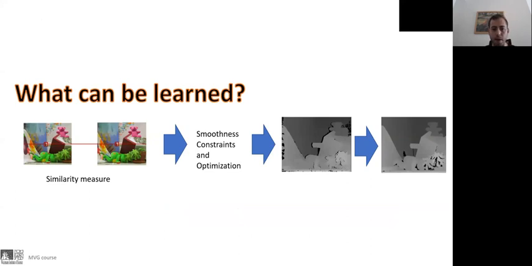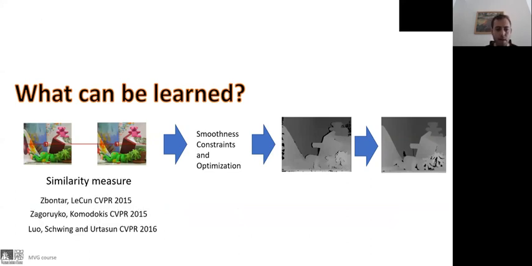Regarding deep learning, we saw that we can learn a similarity measure between patches, but then we still need to apply smoothness in some way. For example, Bontar and LeCun just use semi-global block matching to smooth their assignment, by using their cost and SGM smoothness.